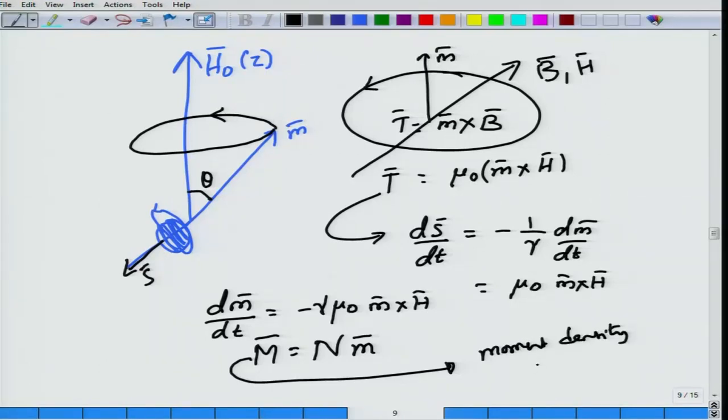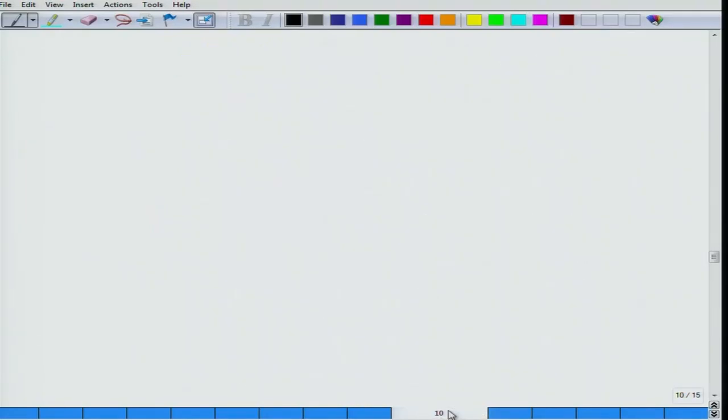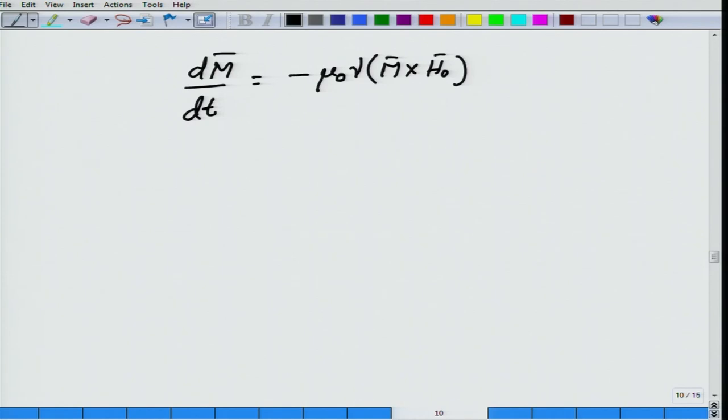In a given volume, the total magnetic moment can then be written as the volume integral of M vector times dV. So this is the equation that we would like to use. Instead of working with the small m, we will be working with the capital M. So you have the magnetization vector satisfying the same relationship: dM/dt equals -μ₀γ, where γ is the gyromagnetic ratio, times M cross H0. Please note that this M is the macroscopic magnetization.